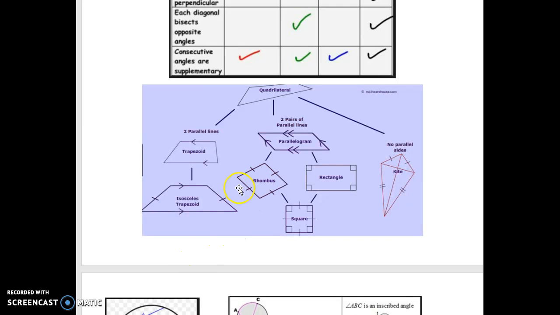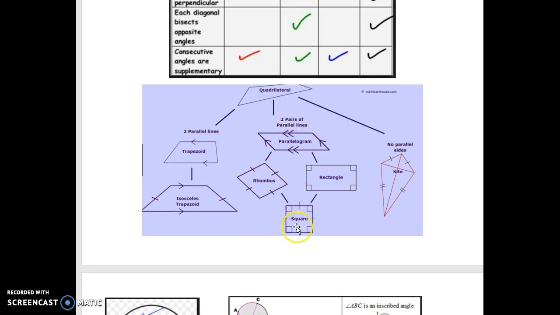We created this hierarchy chart already. As a matter of fact, it's what's on the wall in the classroom as well. A quadrilateral is a general four-sided figure. Please remember, if something has only two parallel sides, one pair of parallel sides, then it's a trapezoid. A regular trapezoid doesn't have to have consistent or congruent sides, whereas an isosceles trapezoid has a parallel side pair and then a congruent side pair.